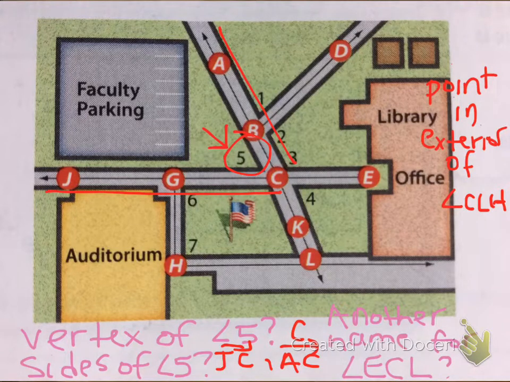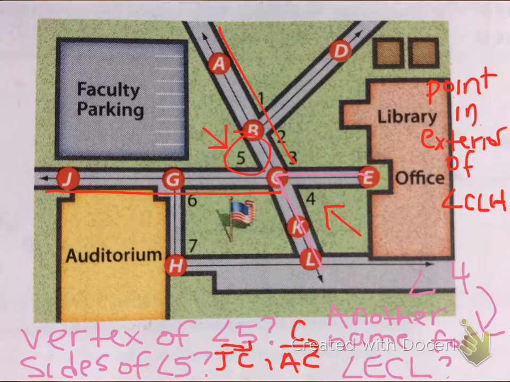And then another name for angle ECL, that's going to be right here if we look. So ECL, like this. If we're going to name it besides ECL, we would need to look at the letter there, or the number, I'm sorry, where the vertex is, which is number 4. So we're going to label it as angle 4. That's another name for ECL.